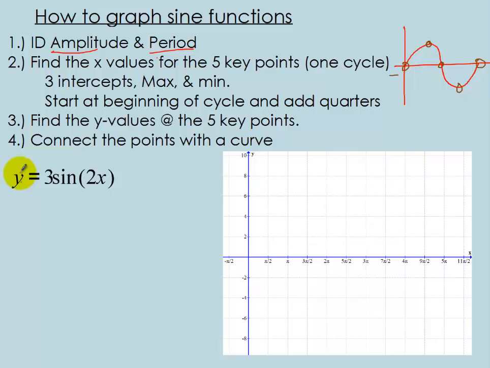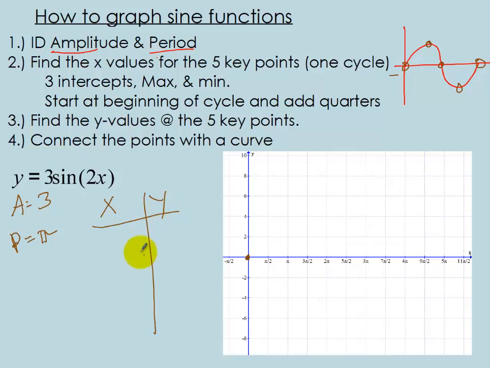So for example, y equals 3 times sine of 2x. My amplitude, which we did before, is 3, and your period was pi. We just did that in the last one. So I've got to find the 5 key points. The first key point is right here. I'll just do a table.